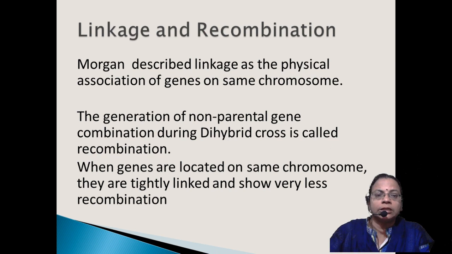When Morgan conducted the same experiments using two contrasting characters, one for the body color of Drosophila and the other for eye color of Drosophila, he got results slightly varying from Mendel's. And from this, he proposed many generalizations. And he asked, why this deviation?